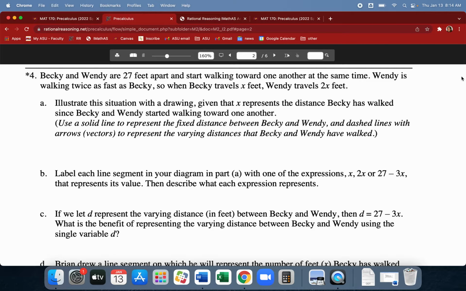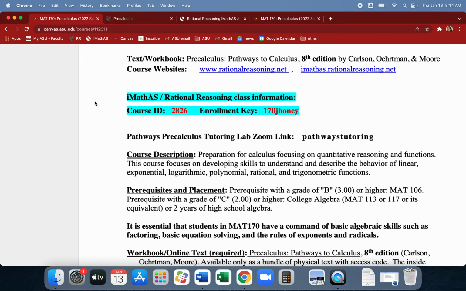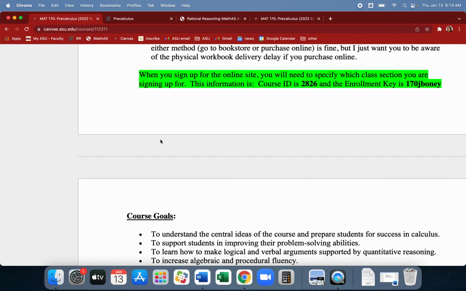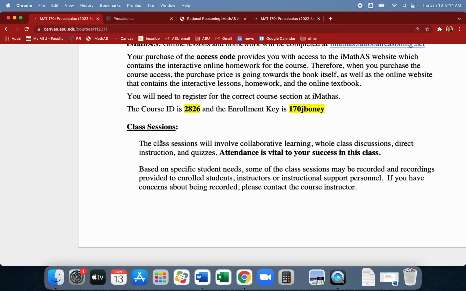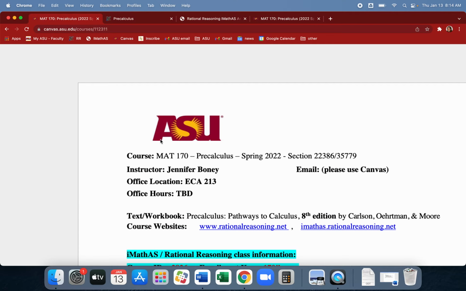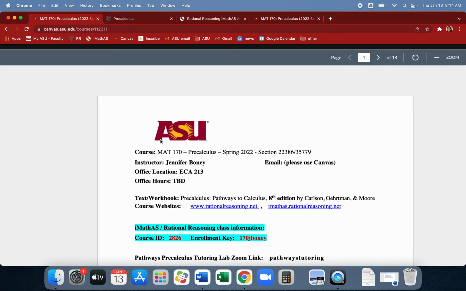So if you haven't used those yet, they are in the syllabus. Like I said, they're at the bottom of the page, and there's another place that it is too. All this highlighted stuff in the syllabus, it's that. It helps you get in if you haven't yet registered. If you have registered, you don't need that information anymore unless something happens and you need tech support, but I have that information and it's in your syllabus.